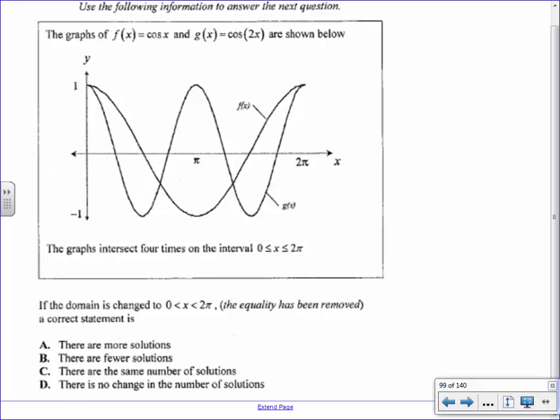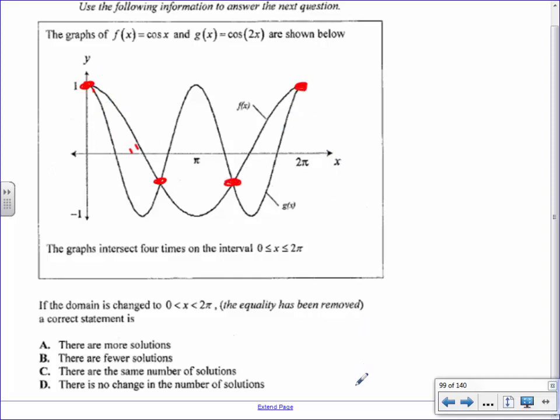It gives you a graph, and it says that one of them is cosine x, one of them is cosine of 2x. What does that 2 do to the graph? Swishes in, yeah. 2 swishes in. 1/2 pulls it out. Now what it says here is that the graph intersects 4 times. You guys can see, right? It intersects right here, right here, right here, and right here.